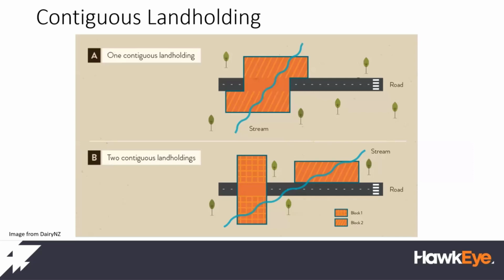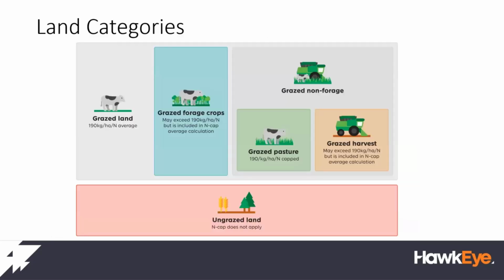Image A shows you what a contiguous land holding is like. If there's a road in between, that is fine, you still just report your farm as one. If you've got two dairies next to each other, you still report those dairies separately because they've got their own dairy supply numbers. So we go through that and report there. And then to each land holding, you need to assign those into different land categories by paddock.